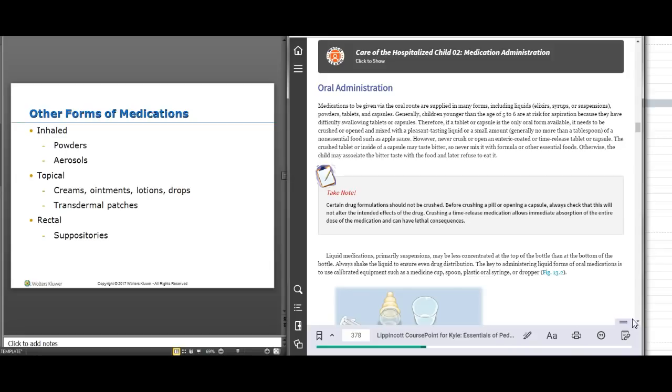Be careful doing that. Okay, you'll see it done all the time. You'll see parents hold their nose. Again, it increases the risk for aspiration. Okay, so do some teaching.